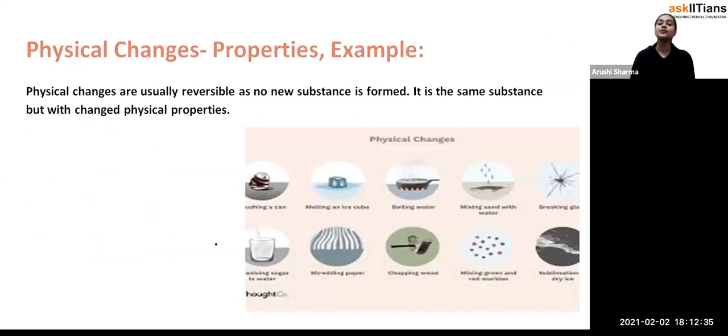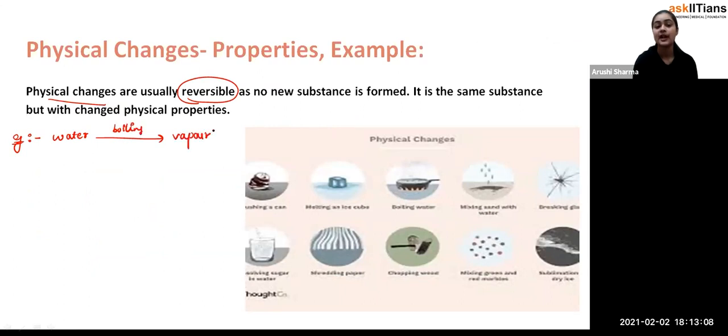Now students, we are going to see some properties and some examples of physical changes. Okay. So student, you have to see something very carefully so that you will know the properties. See student, whenever physical changes happen, they are usually reversible. How reversible? For example, if you are boiling water, you get vapors from it. But if you collect those vapors and cool them again, that process is called condensation. So one is the boiling process and the other is the condensation process.